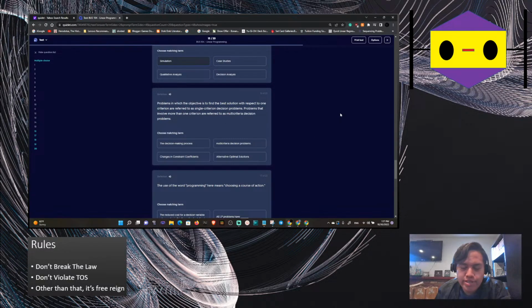Problems in which the objective is to find the best solution with respect to one criterion are referred to as single criterion decision problems. Problems that involve more than one criterion are referred to as multi-criterion decision problems.